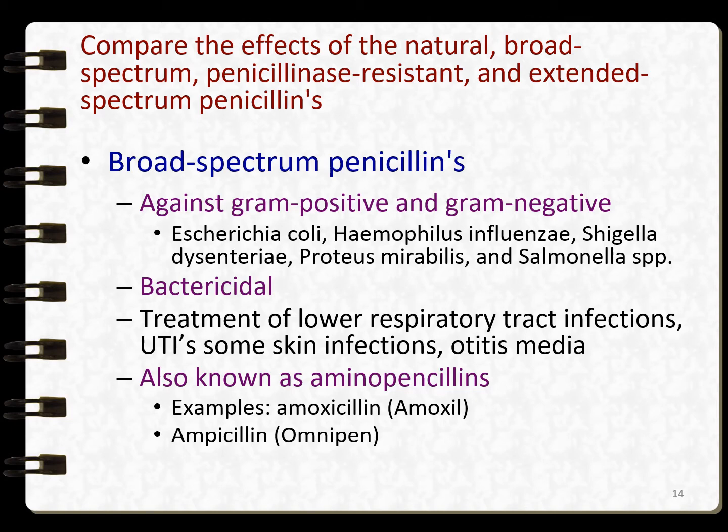So broad spectrum penicillins fight against gram-positive and gram-negative bacteria. Some examples of those would be Escherichia coli, Haemophilus influenzae, Shigella dysenteriae, Proteus mirabilis, and Salmonella. There again, they can be bactericidal, so the treatment would be for lower respiratory tract infections, UTIs, some skin infections, and otitis media. Also known as aminopenicillins, examples would be amoxicillin and ampicillin, and you might see those as Amoxil or Omnipen.